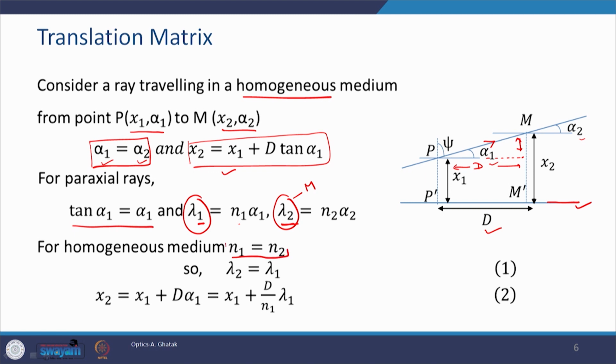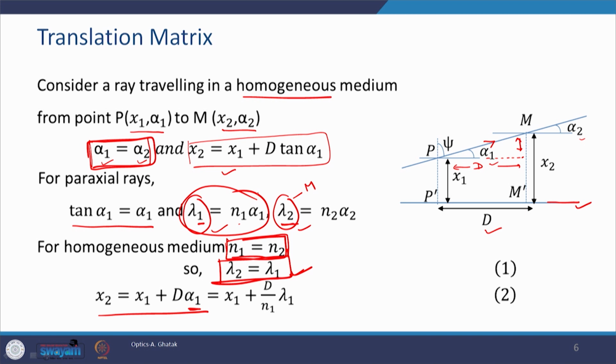And if n1 is equal to n2 and alpha 1 is equal to alpha 2, with these two relations we can easily say that lambda 2 is equal to lambda 1. Now we know the relation between lambda 2 and lambda 1, and the relation between x2 and x1. Under paraxial approximation we replace tan alpha 1 with alpha 1. From this relation, alpha 1 is equal to lambda 1 by n1. You substitute this expression of alpha 1 here, and then you get x2 is equal to x1 plus d by n1 into lambda 1.